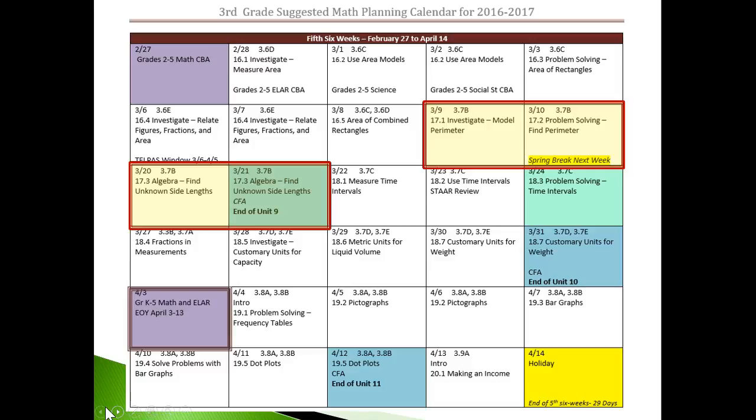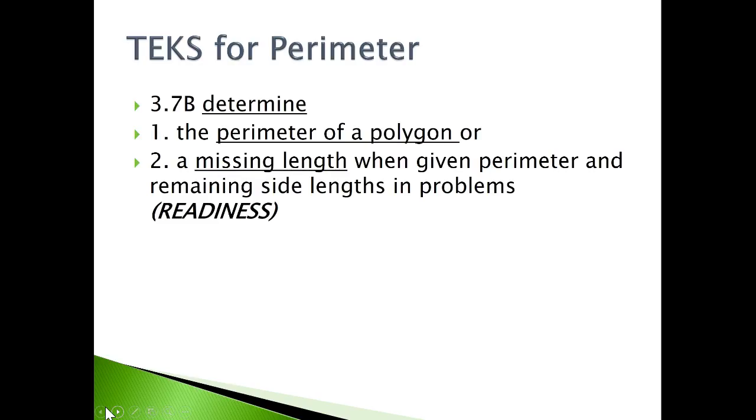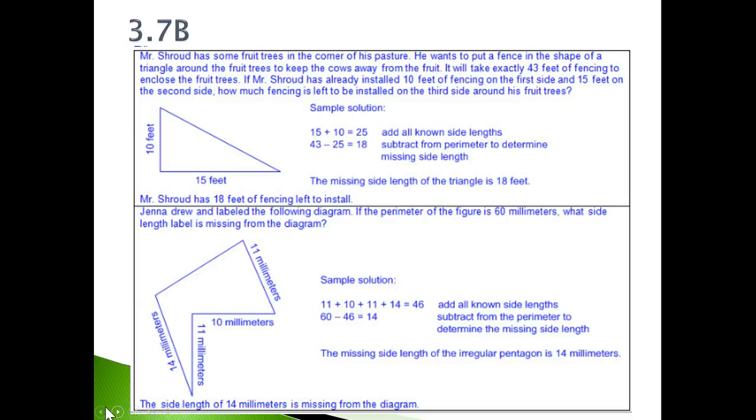Notice it is broken up with 2 days, then we have spring break, and then another 2 days. So with perimeter, the kids need to determine the perimeter of a polygon or a missing length when given perimeter and remaining side lengths in problems. So there's 2 different ways they can determine perimeter. So this is a case where they have the missing length, and here as well.